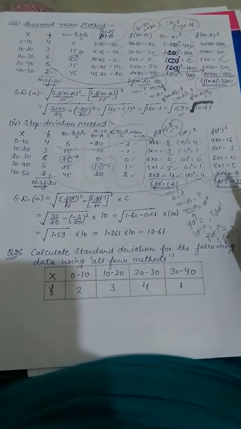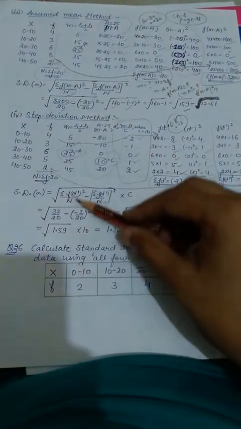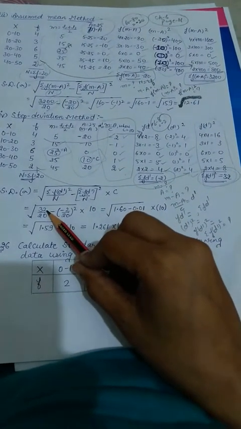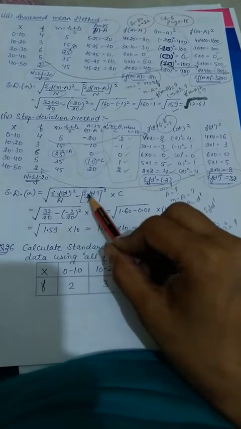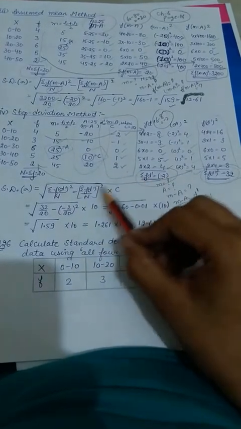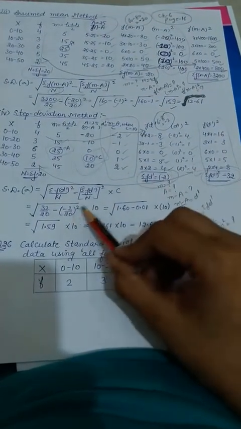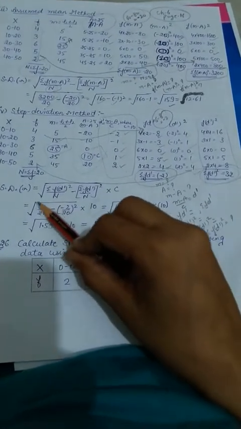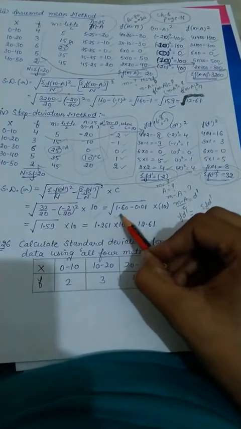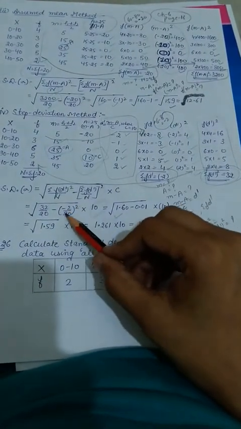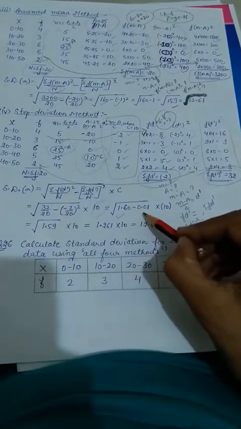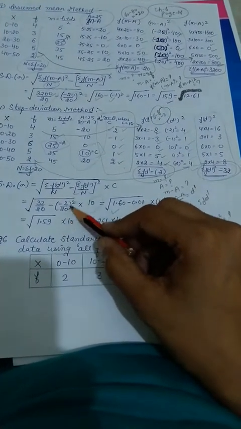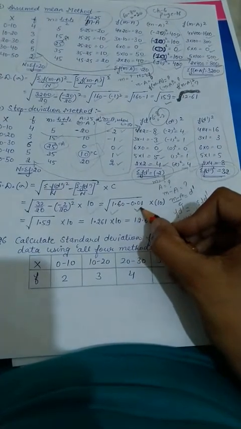Now that you have all the values, you will come back to the formula. You will put sigma f d dash square as 32. This is your 20. Then sigma f d dash is your minus 2. From here you will do minus 2 upon 20, and this 10 you will multiply at last. This 32 upon 20 will give you 1.6. 2 upon 20 will give you 1 by 10. 1 by 10 squared will give you 1 by 100. Then you will get 0.01.